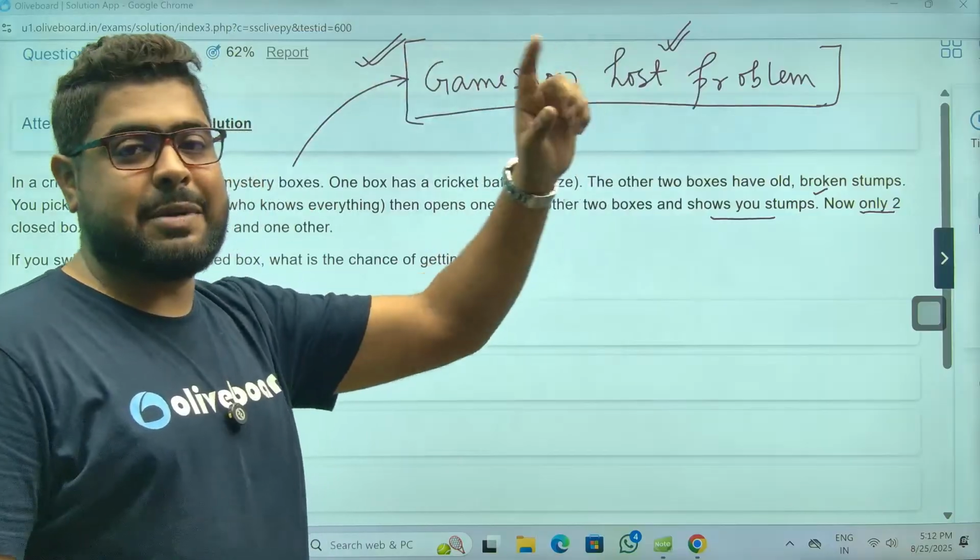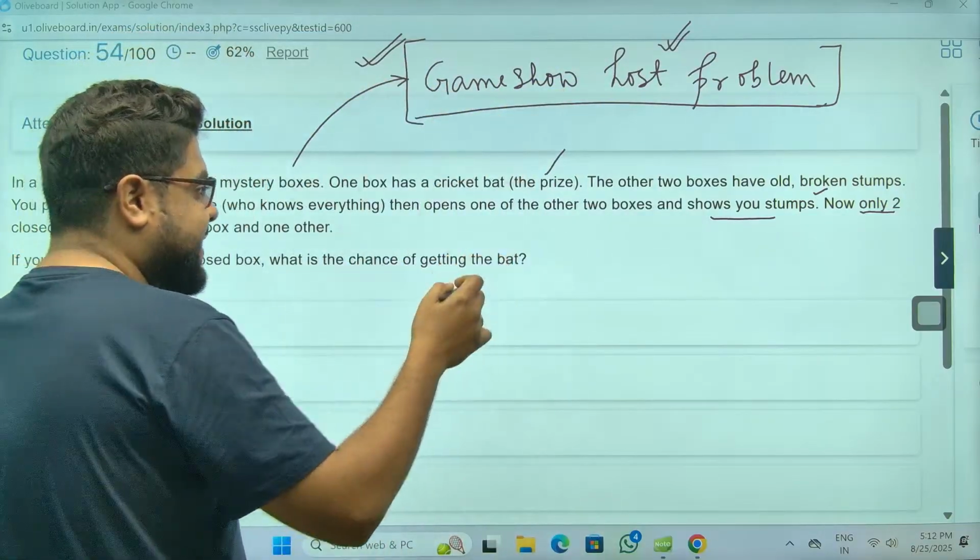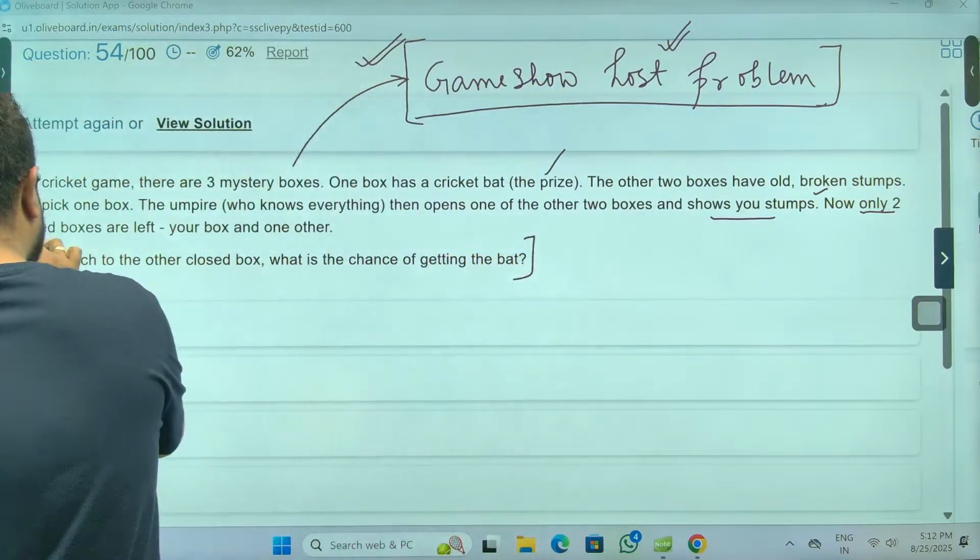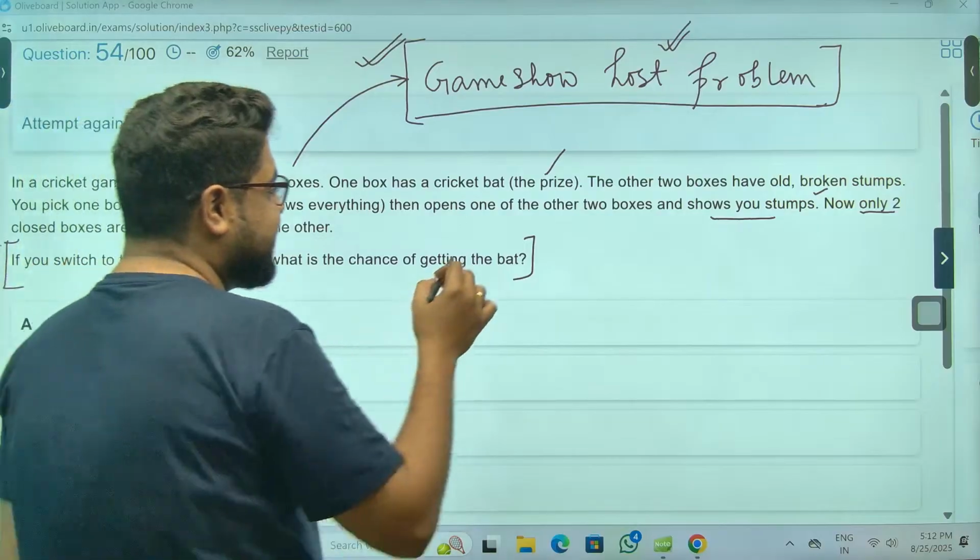Sir, always remember, let me show you this. Let's discuss this. This is a brilliant question. After a long time I've seen this question.